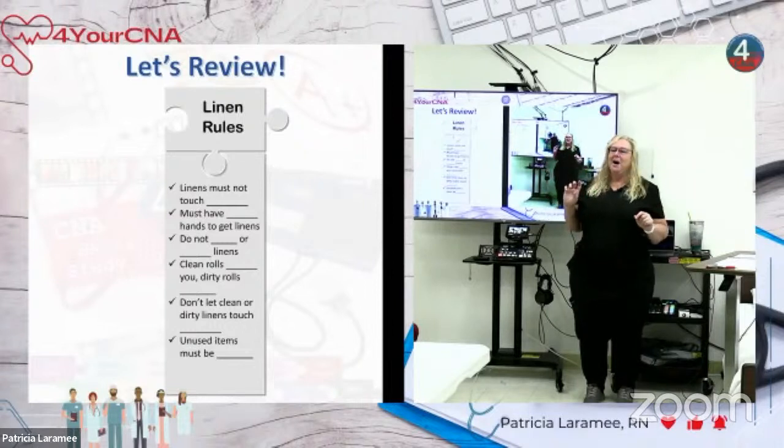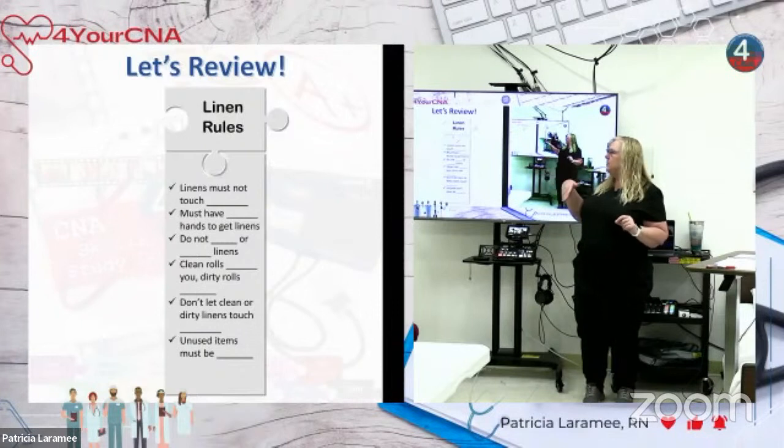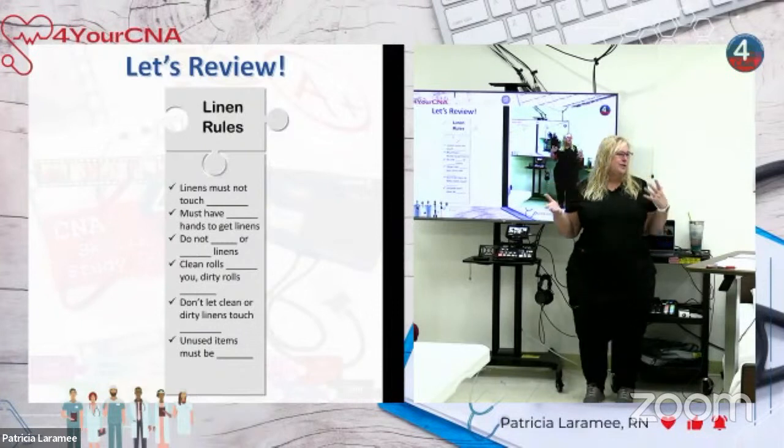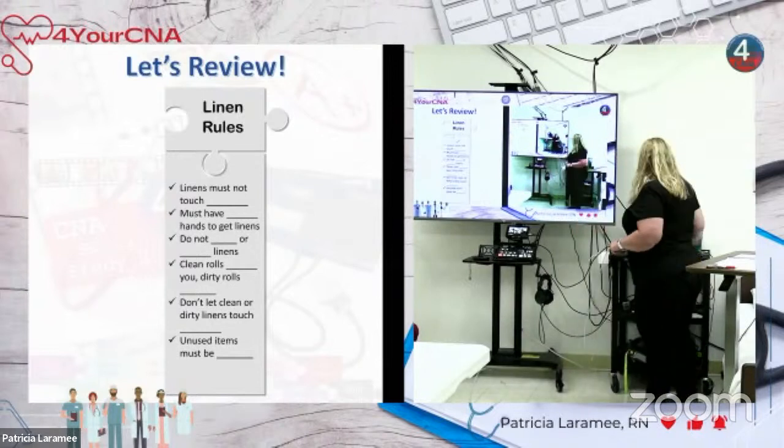Okay. And then we have to remember how we use these linens. So the way that we do that to prevent cross-contamination is clean rolls toward me, dirty rolls away. Very good. Or toward the patient. We don't want anything to touch the floor, whether it's clean or dirty, doesn't matter. Nothing that we're using with the patient touches the floor. And if we don't use it, can we leave it in the room for later? What do we have to do? Lose it. Very good.